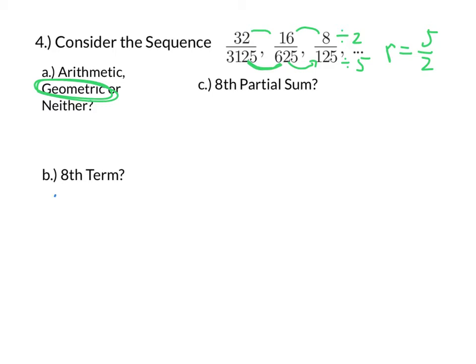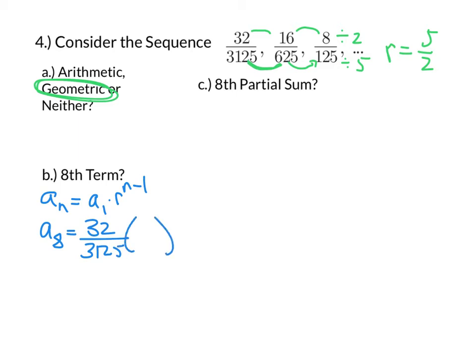To do that, we remember that the nth term in the geometric series is going to be the first term times the common ratio to the n minus 1. So if I want the eighth term, I'm going to take the first term, 32 over 3125, and multiply it by the common ratio, 5/2, to the 7th power. At this point, it'll definitely be helpful to grab your graphing calculator and calculate it that way. And there must be a lot that cancels out because this simplifies down to 25 over 4, or 6.25.